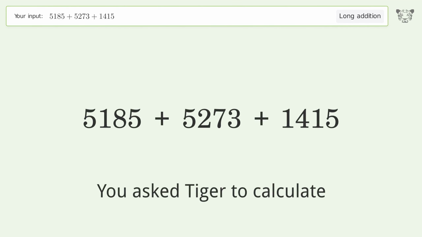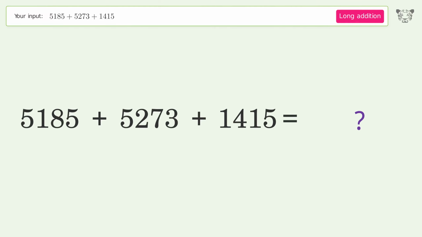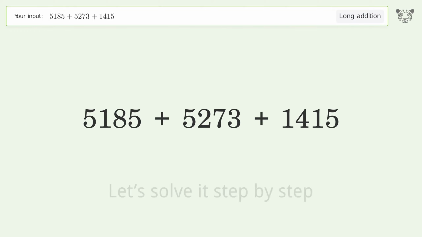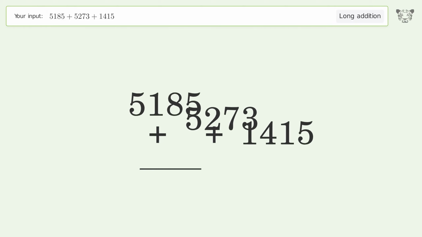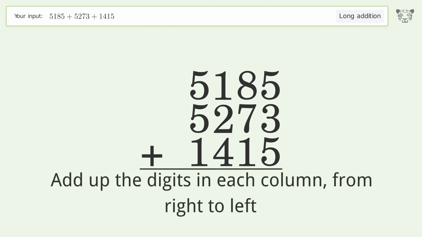You ask Tiger to calculate. This deals with long addition. The final result is 11,873. Let's solve it step by step. Rewrite the numbers from top to bottom, aligned by their place values. Add up the digits in each column, from right to left.